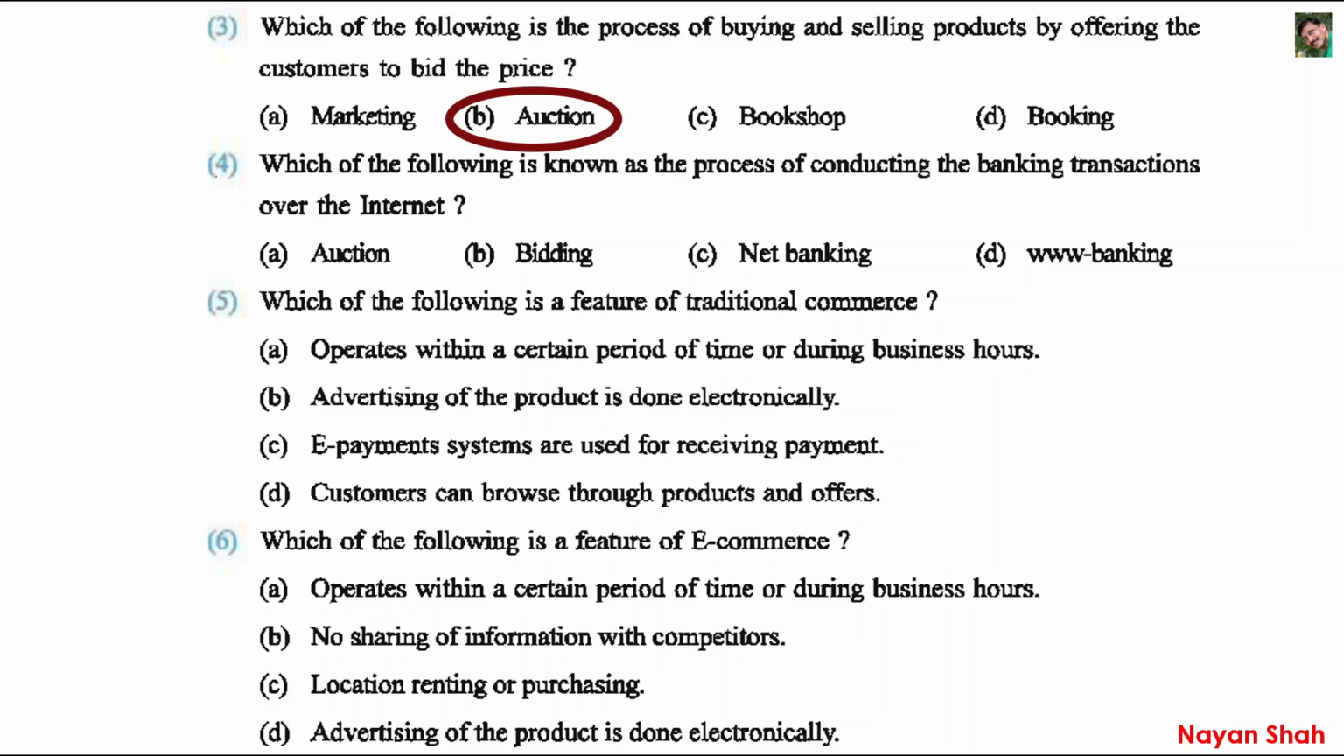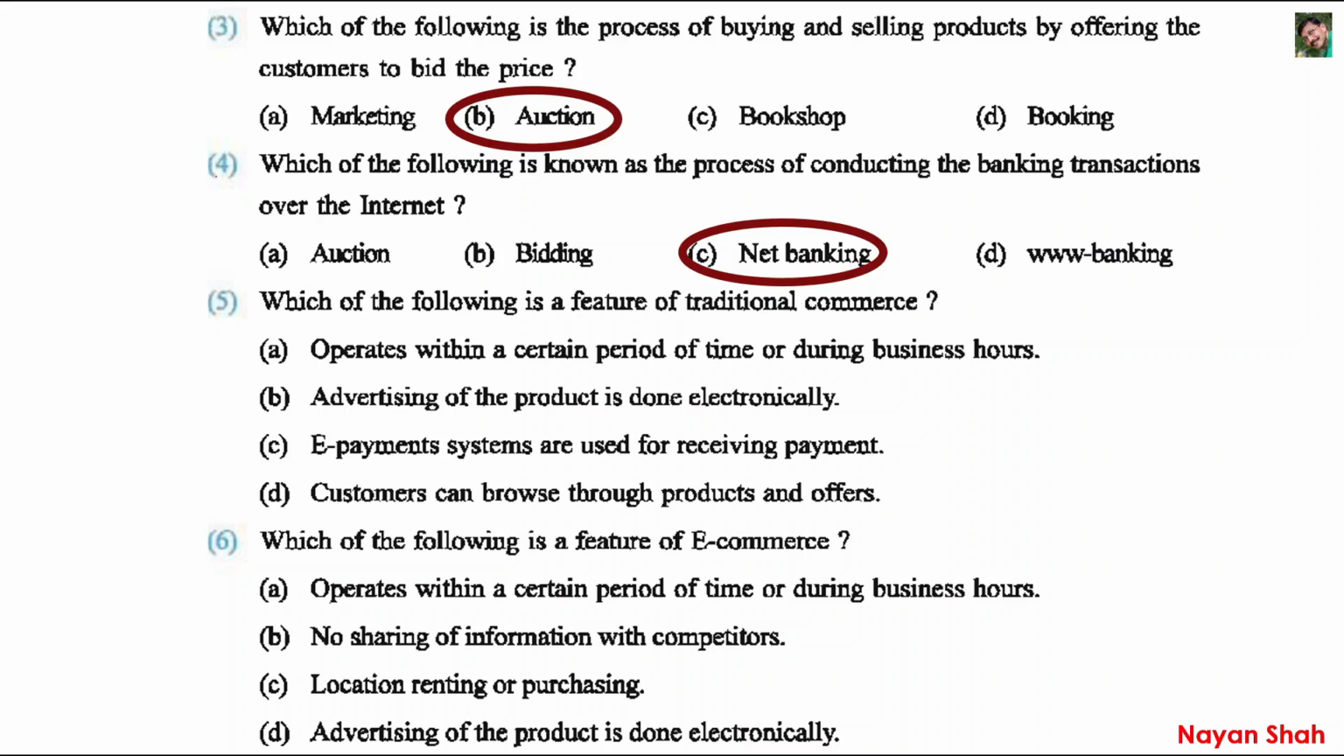Question 4. Which of the following is known as the process of conducting banking transactions over the internet? When we do banking activity using the internet and a computer, what is it called? Definitely it is not auction, not bidding, it is net banking. www banking can be a correct answer, but as per the textbook and the common word we use in our day-to-day life, it is net banking.